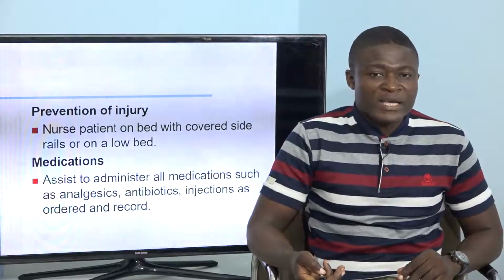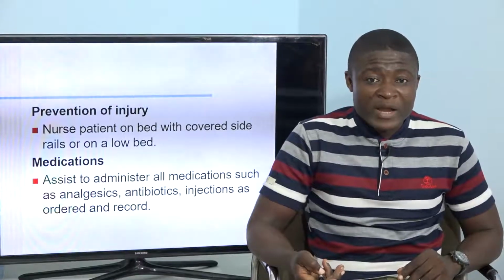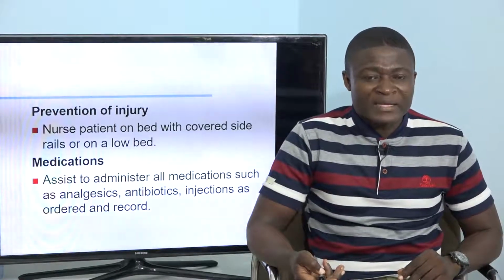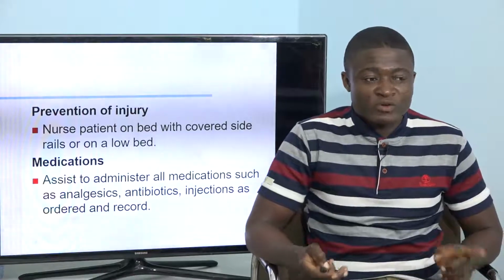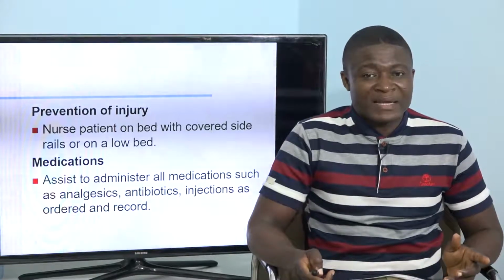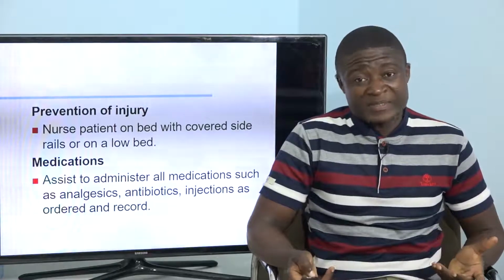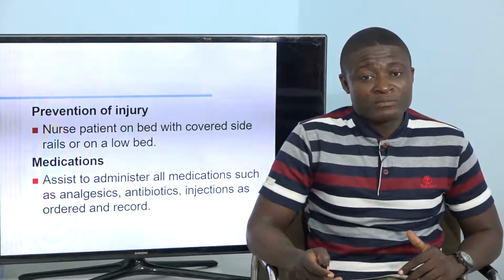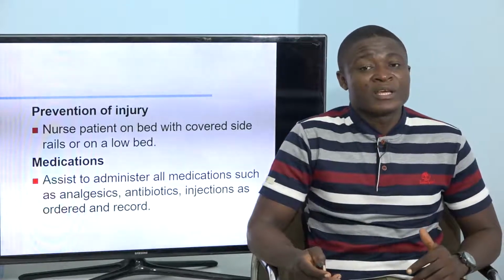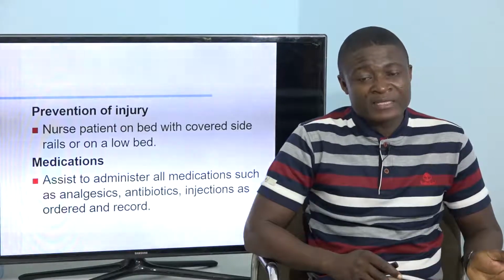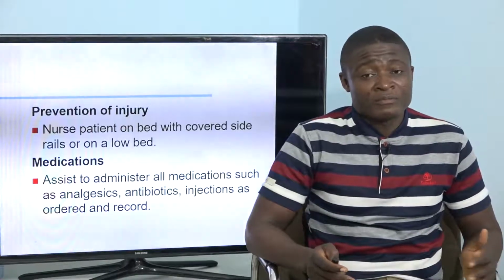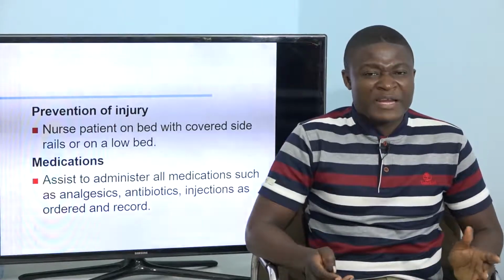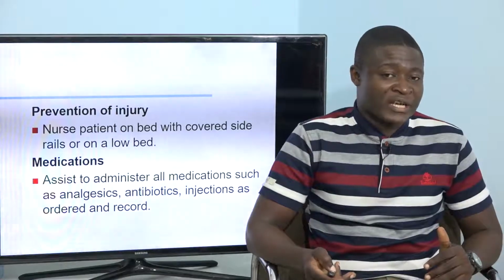So what do you do? Nurse the patient on a bed with covered side rails or on a low bed. So what we're saying is, raise the side rails of the bed and then make sure you pad them, you cover them, especially metallic beds, so that when the client gains consciousness and abruptly struggles, he or she may not fall out of the bed because the bed rails have been raised. And also if he hits the arm or the leg against the bed rails, because they've been padded or covered, he or she will not sustain any injuries.